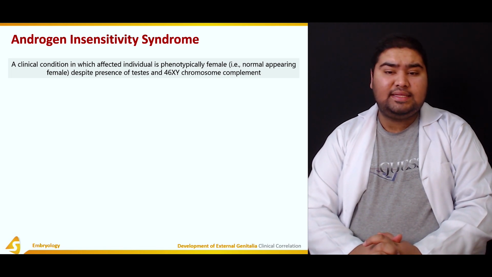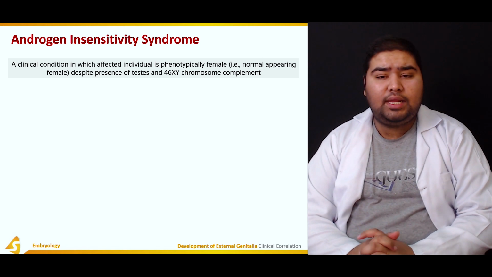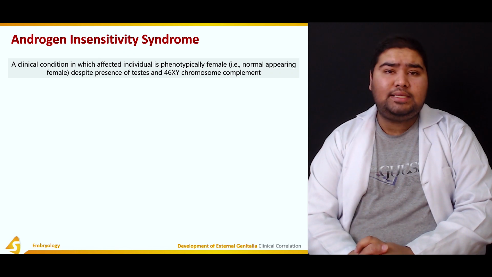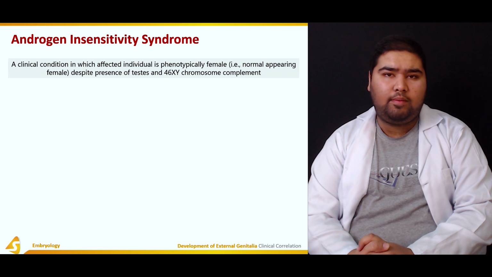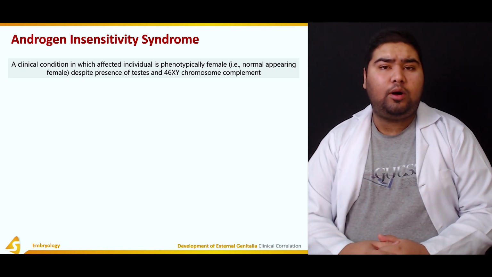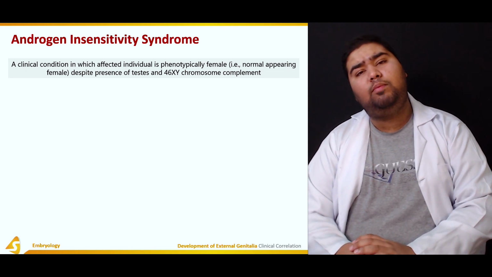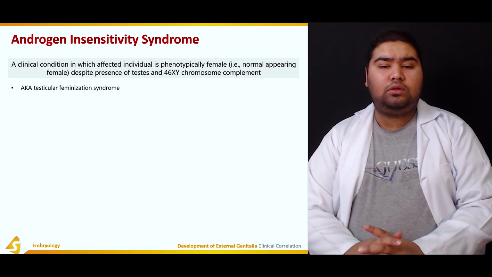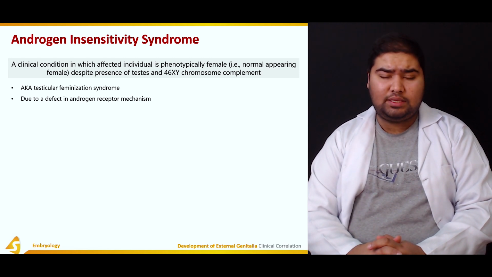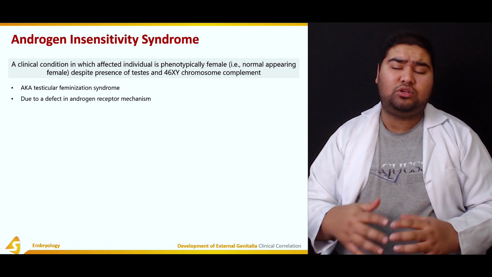So now we have the androgen insensitivity syndrome. It's a clinical condition in which the affected individual is phenotypically female. That is, she appears a normal female despite having testes and a 46XY chromosome complement. Genetically the individual is male with a 46XY chromosome complement. However, the phenotype is female, that is, she appears completely normal. So it is also known as testicular feminization syndrome. It is due to a defect in the androgen receptor mechanism. There is a defective androgen receptor mechanism, as a result of which the androgens cannot act on the individual, and there is feminization.